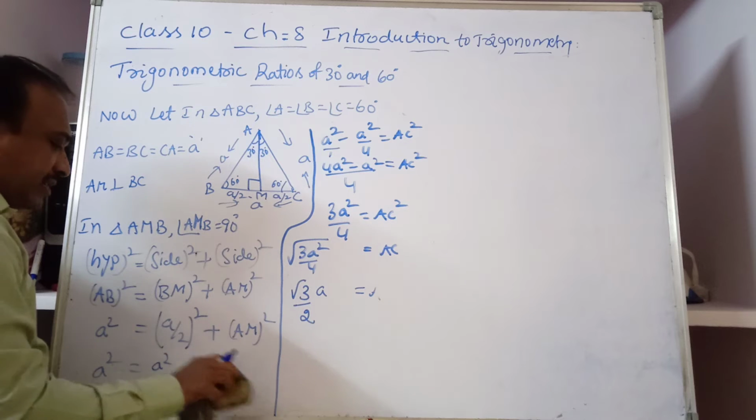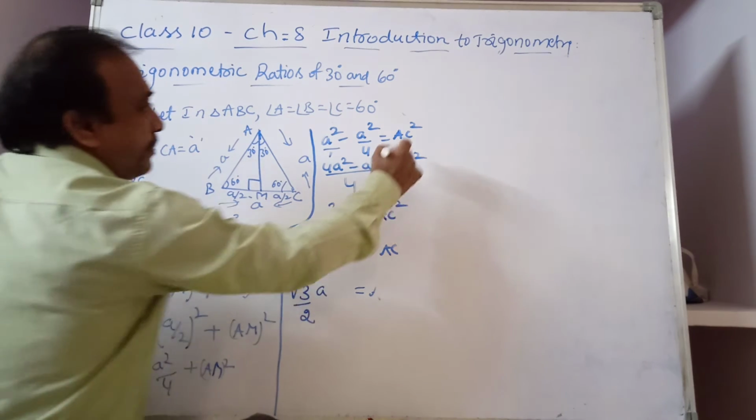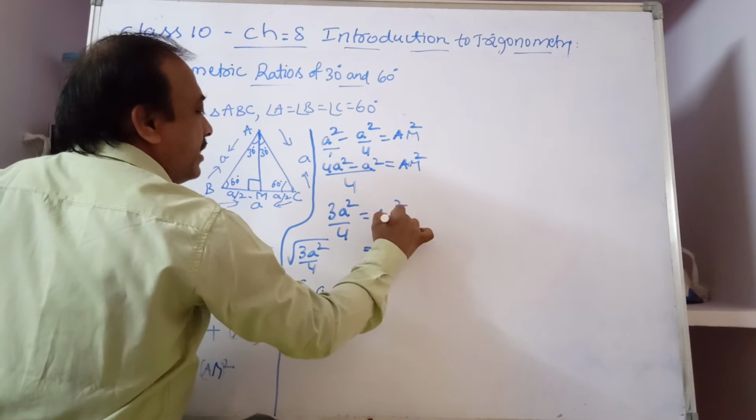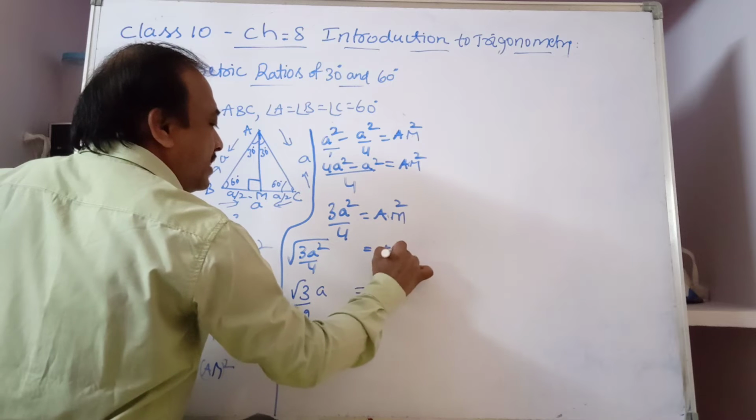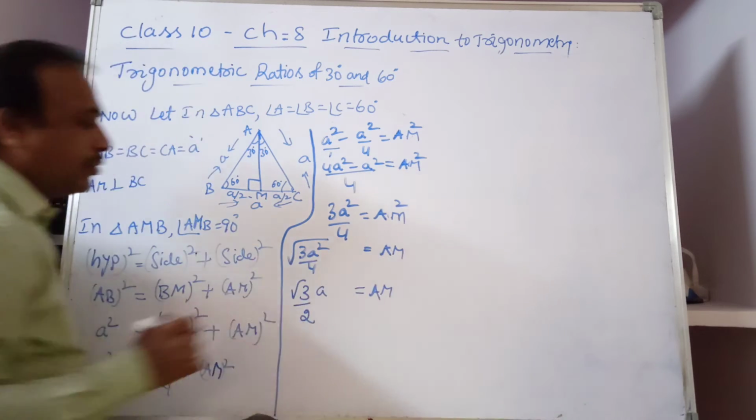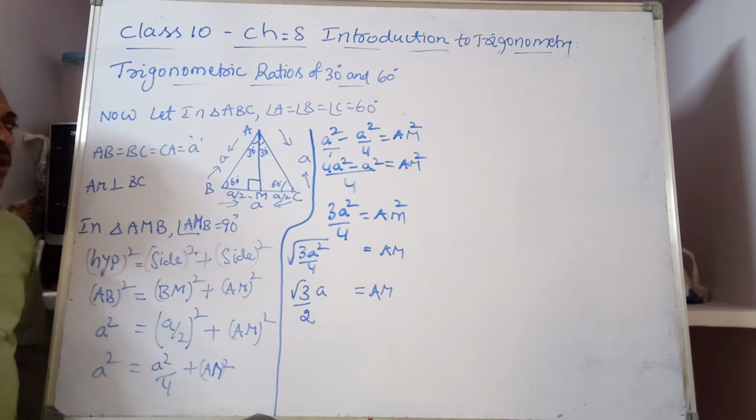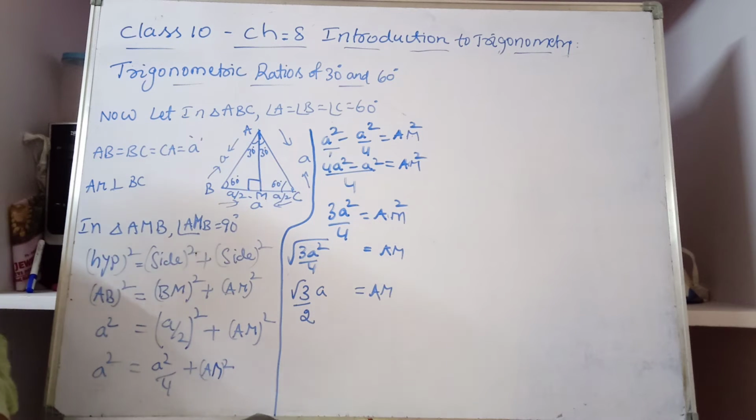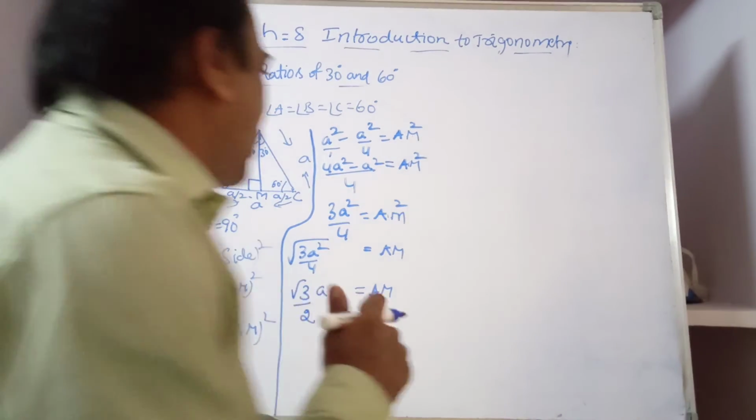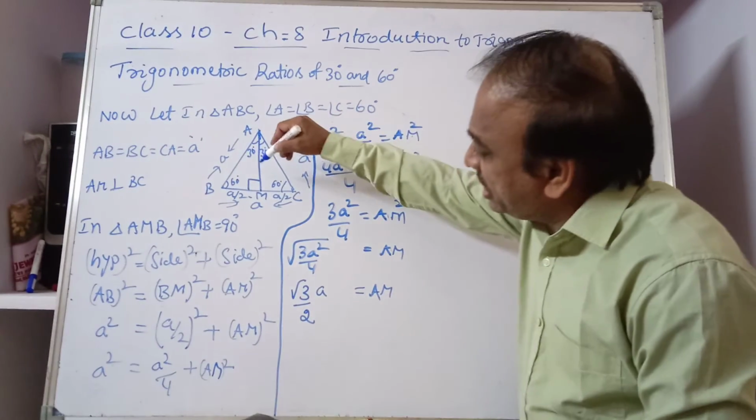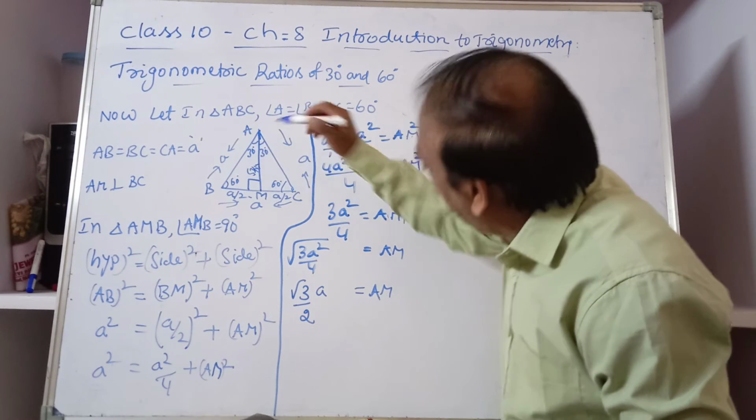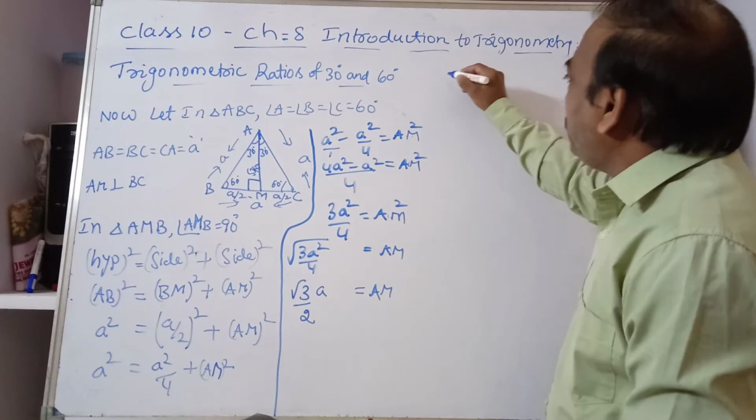Here, in all the places where we wrote AC, it should be AM. I am very sorry. So AM is equal to root 3 by 2 A. We got the altitude, opposite to 60 degrees. Now observe it: AM is equal to root 3 by 2 A. I will construct that triangle here. Observe it.